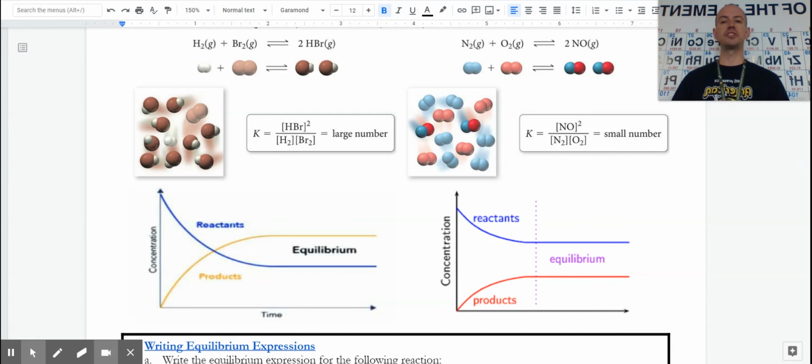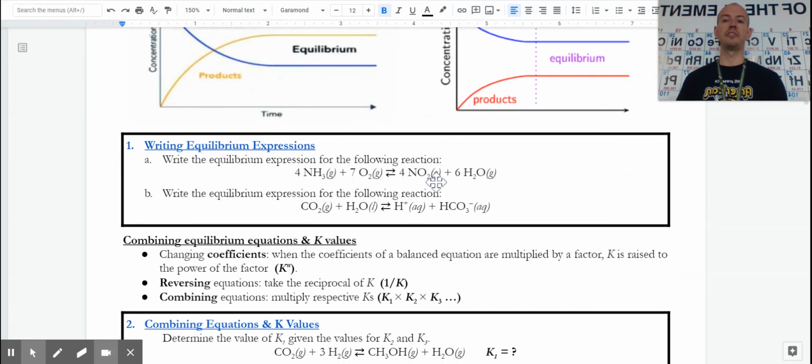So those are some different ways to talk about a big or a small K, meaning a lot or few reactants and products at equilibrium, whether it's a picture, a graph, or one of those phrases.